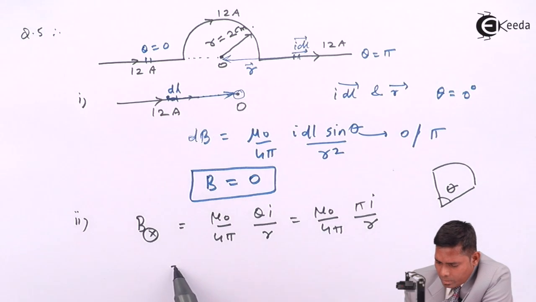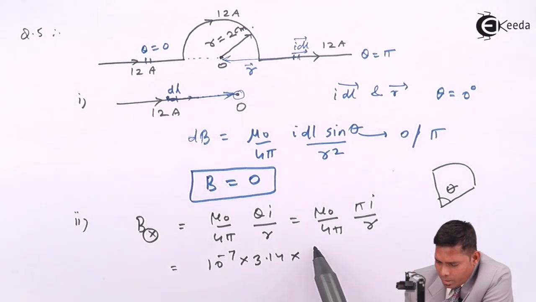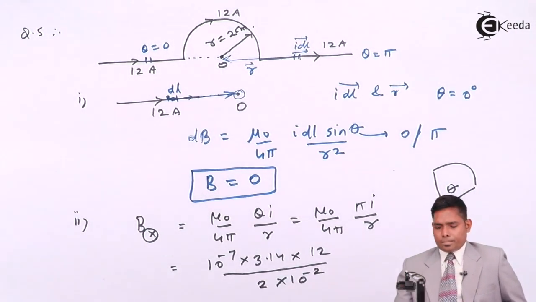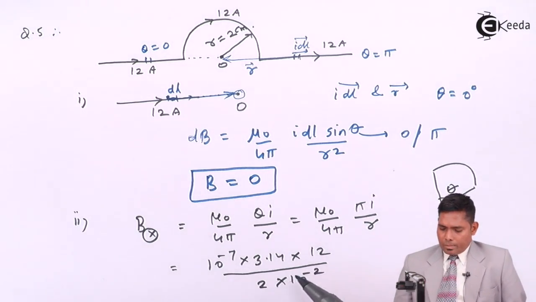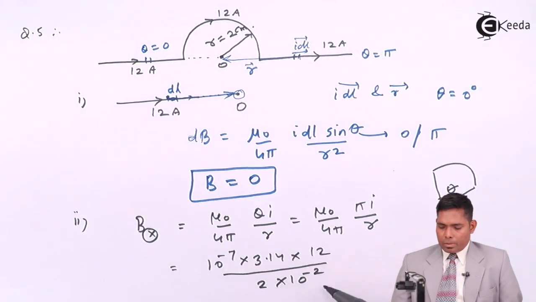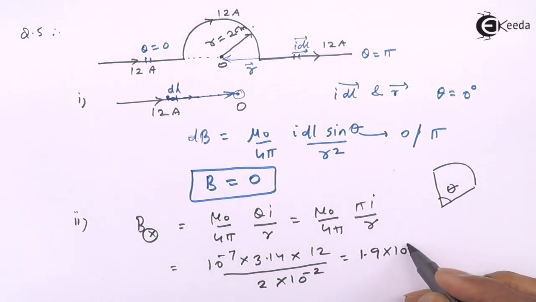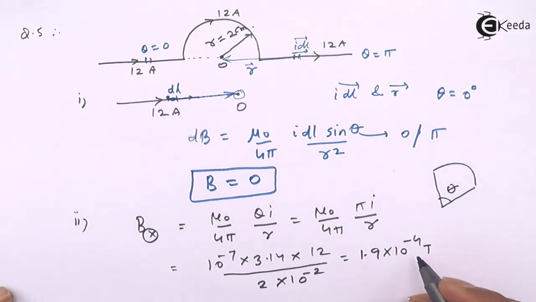So therefore, 10 raised to minus 7, 3.14, I is 12 divided by r, 2 centimeter, that is 2 into 10 raised to minus 2 meter. So finally, we solve this and we will get the answer. And the answer comes out to be, okay, I'll just write the answer for you, 1.9 times 10 raised to minus 4 Tesla. You can check at home that it will be 1.9 times 10 raised to minus 4 Tesla.